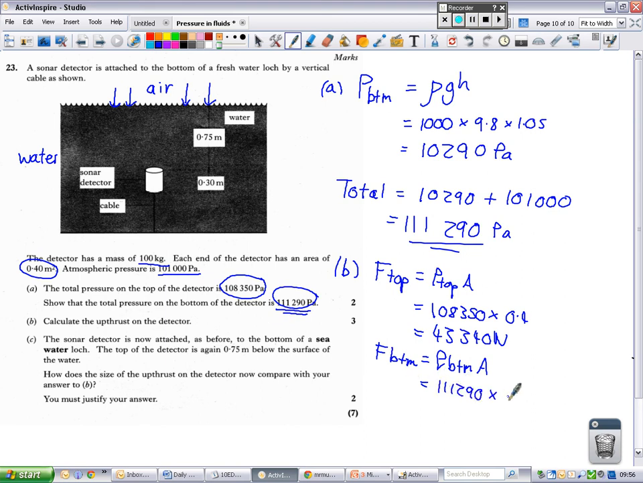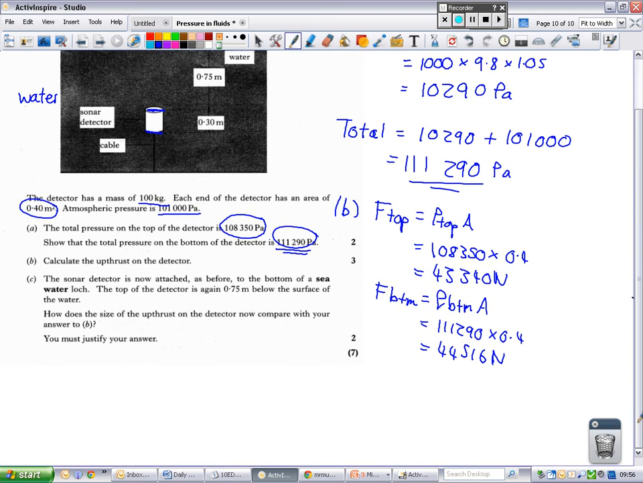111,290 multiplied by 0.4 should give you 44,516. So you can already see that there is a difference there. There's a difference in force. That difference in force is due to the difference in pressure. You get a difference in pressure because this bottom surface here is deeper in the fluid than this top surface, and because pressure increases with depth, then you've got a greater pressure here and therefore a greater force. So the difference in those two forces is the upthrust.